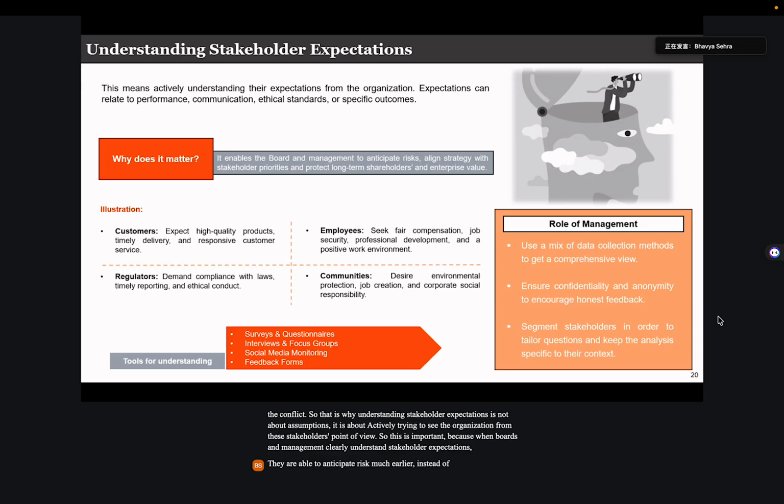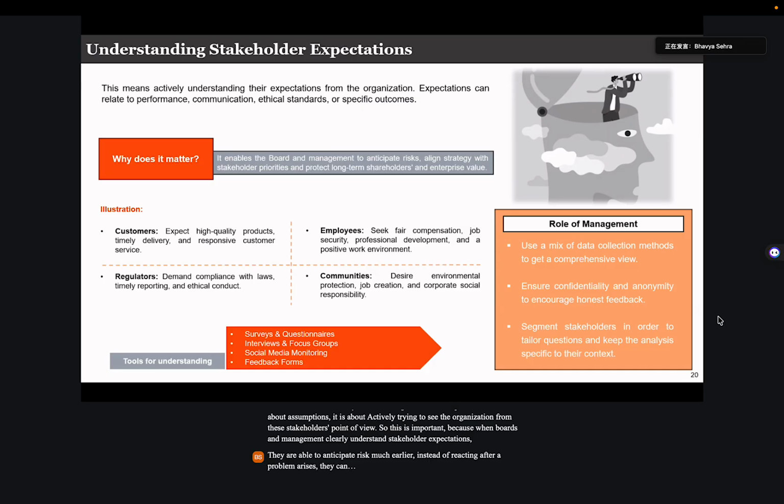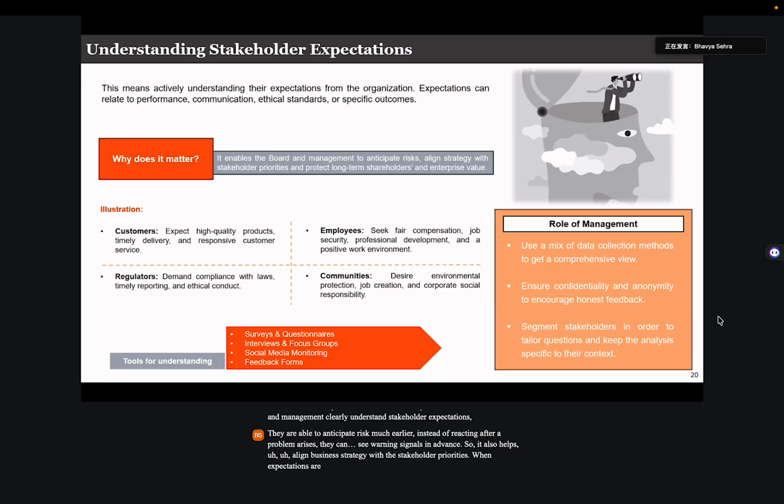Instead of reacting after a problem arises, they can see warning signals in advance. So it also helps align business strategy with the stakeholder priorities. When expectations are understood, decisions are more balanced and realistic. Over time, this protects long-term value, shareholders' value, and overall enterprise value also.